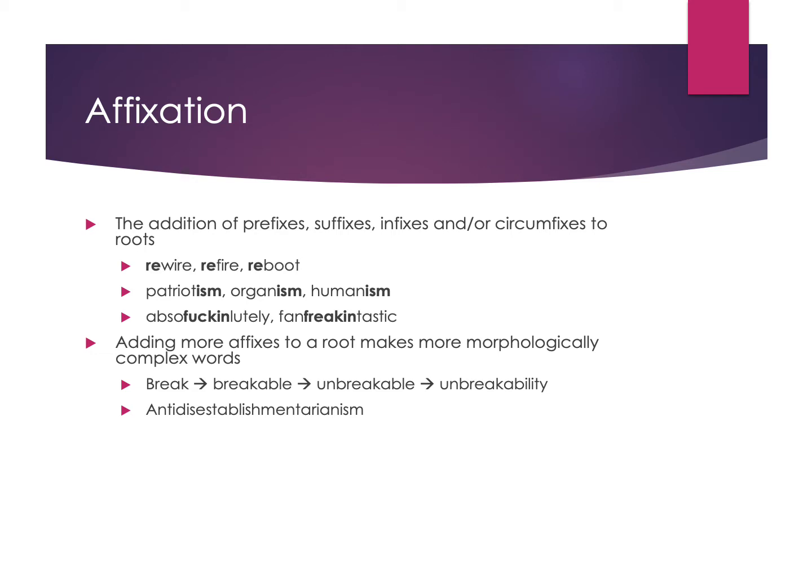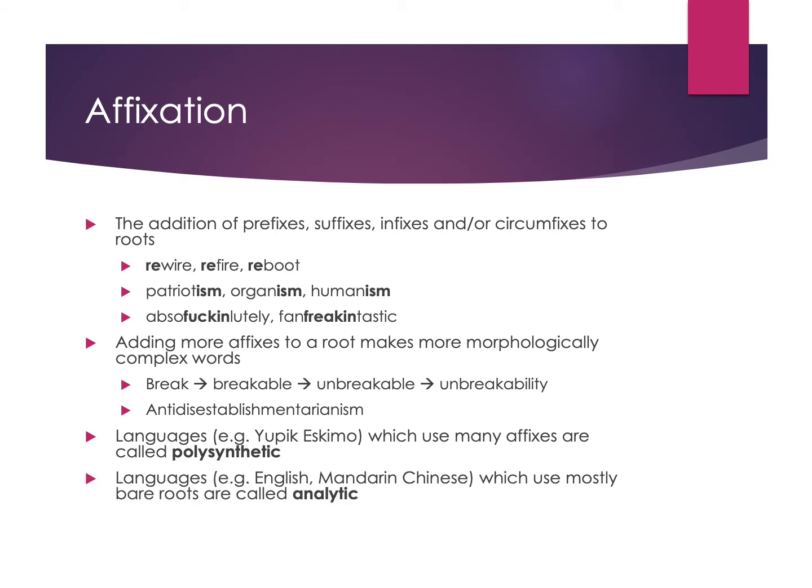It's not just adding to a root specifically. Or we can end up with very large words like anti-disestablishmentarianism, which has several different affixes attached to the roots in that one. And then we saw in previous examples languages like Yupik that use lots and lots of affixes commonly. These are called polysynthetic languages or agglutinative languages in some cases, depending on the language. Languages that are closer to English, or also things like Mandarin Chinese, that tend to use mostly bare roots and not a lot of affixes, would be called analytic languages. We won't spend a lot of time focusing on that distinction, but you may hear those words come up from time to time.